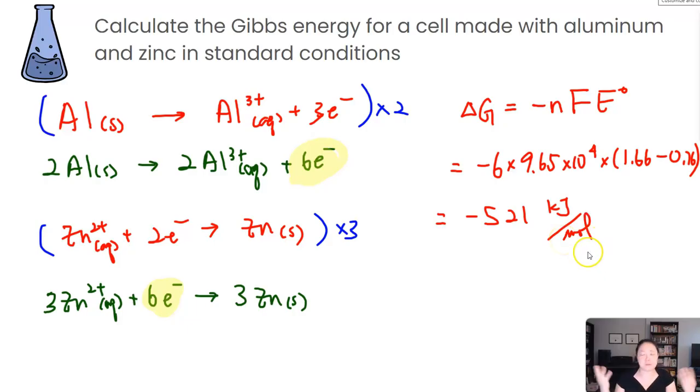And that's about it. You might be expected to find other values using this equation, not necessarily always delta G all the time, but at that point it's all math.